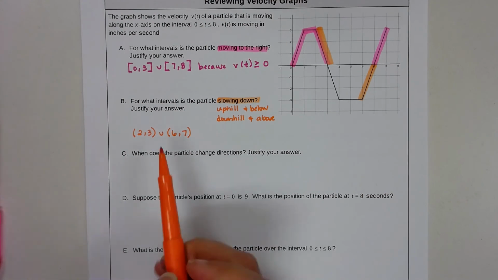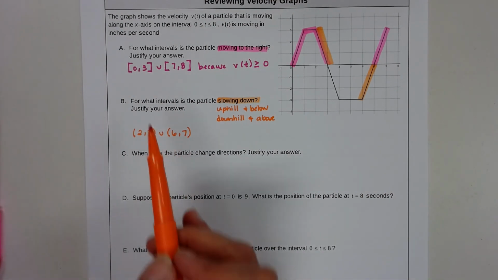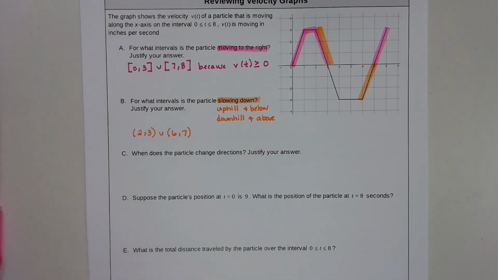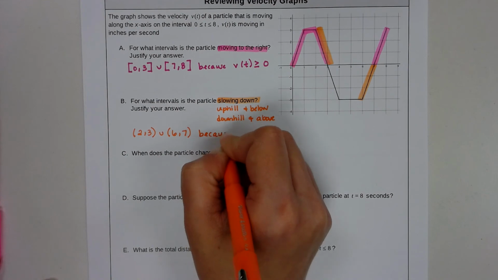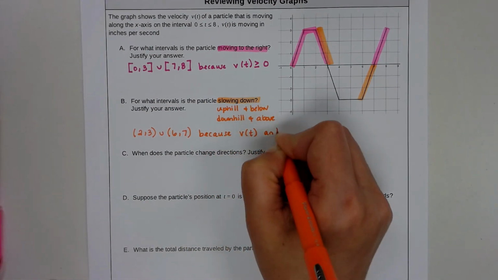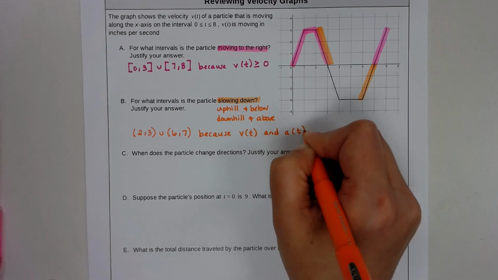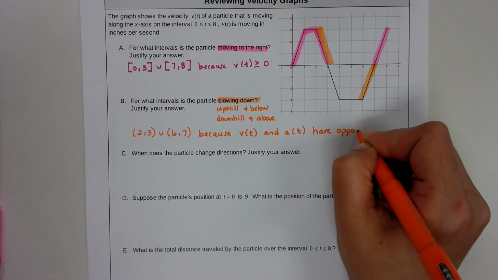You'll notice again, as a reminder, whenever acceleration gets involved, we use open parentheses. Whenever it's just velocity, we use closed. And we would say because my velocity and my acceleration have opposite signs.